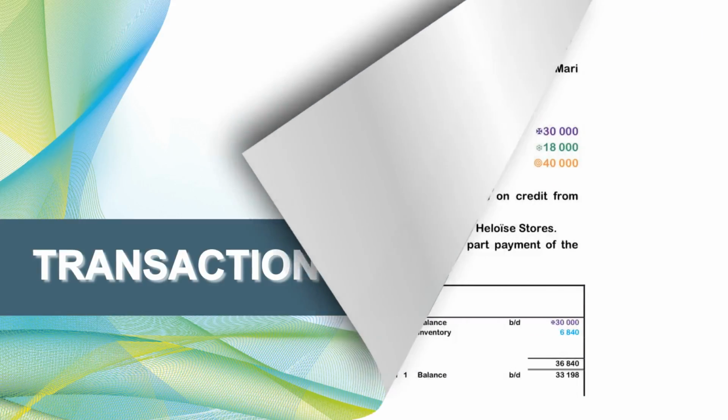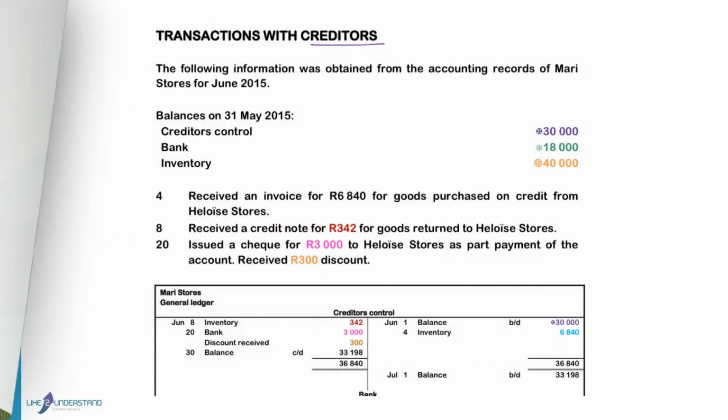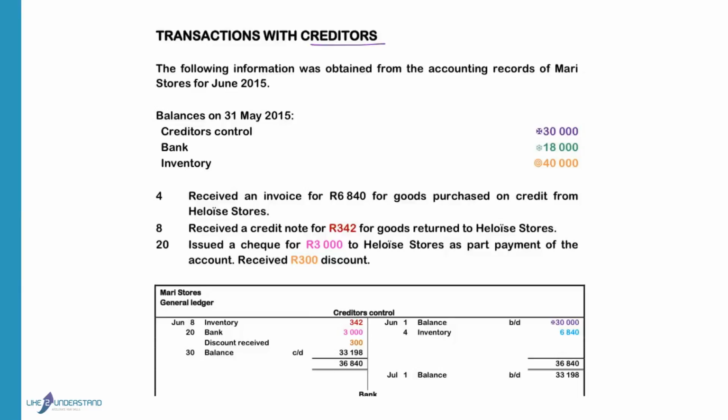Good morning. We will pay attention to transactions with creditors today. The balances are given. Creditors is a liability, so the balance will be on the credit side. Bank and inventory is assets, so the balance will be brought down on the debit side.